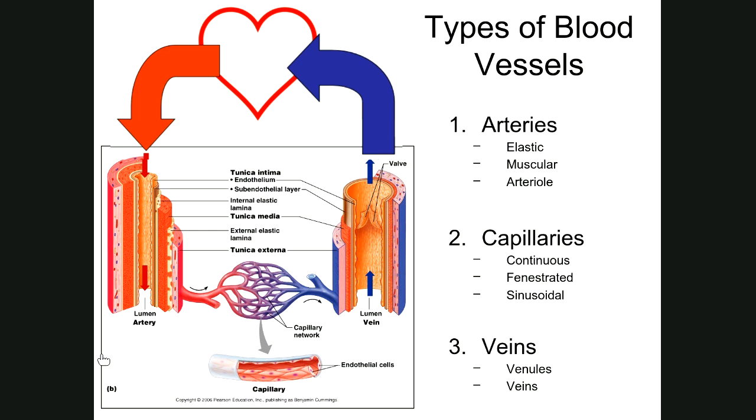If you look at the wall of arteries, they're quite a bit thicker. Same thing over here. If you look at the wall of a vein, it's actually composed of several different layers.